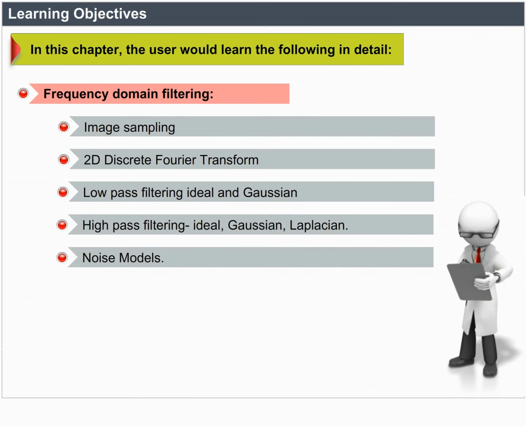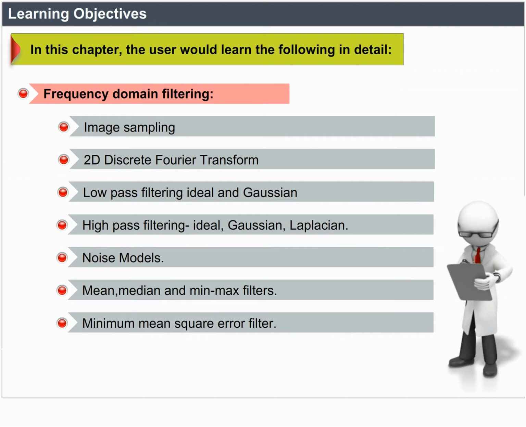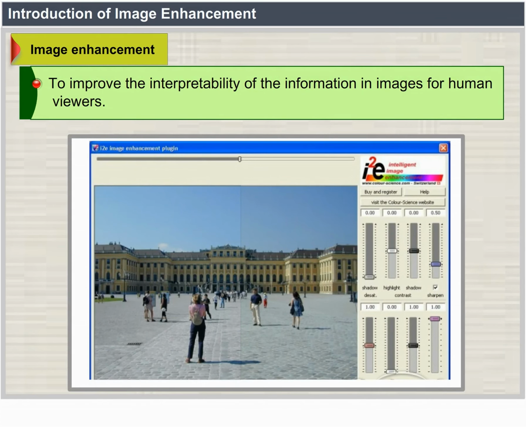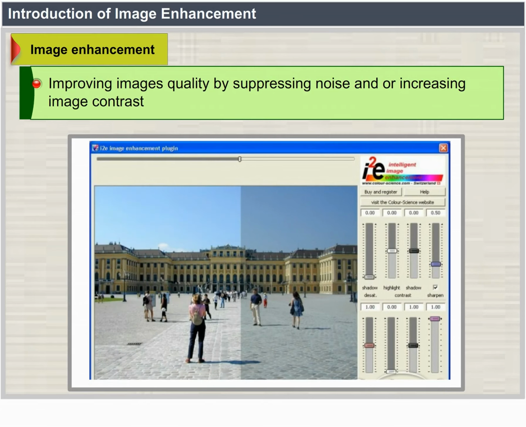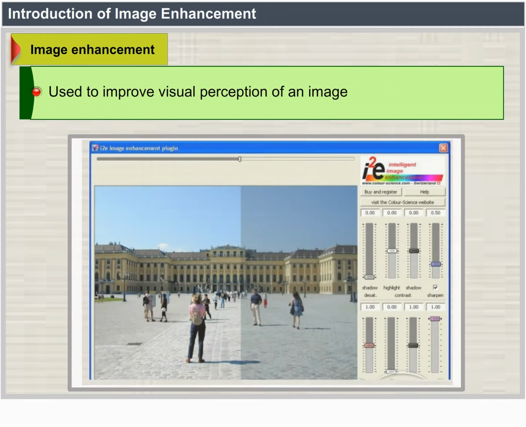Laplacian filters, frequency domain filtering, image sampling, 2D discrete Fourier transform, low-pass filtering ideal and Gaussian, high-pass filtering ideal, Gaussian, Laplacian, noise models, mean, median and min-max filters, minimum mean square error filter. Image enhancement. To improve the interpretability of the information in images for human viewers, improving image quality by suppressing noise and/or increasing image contrast, sharpening or smoothing images for display analysis, used to improve visual perception of an image.